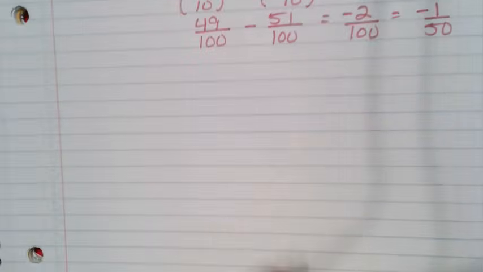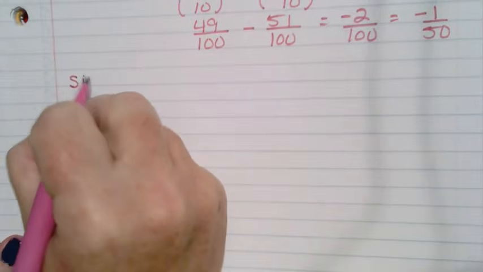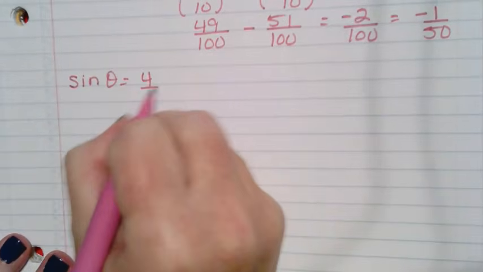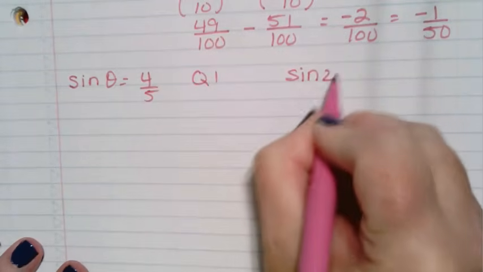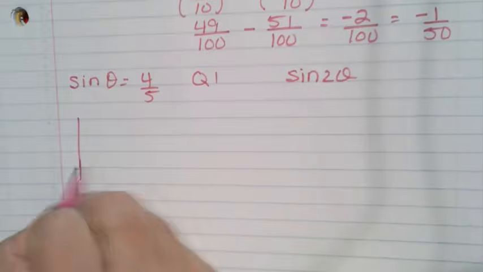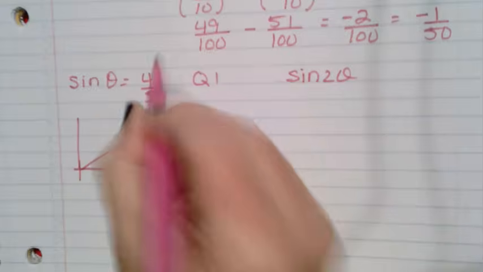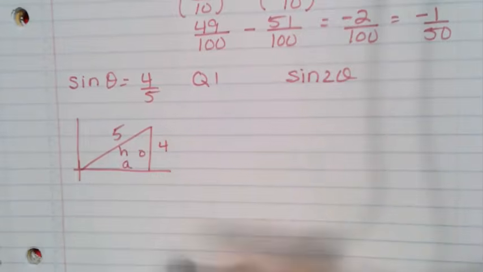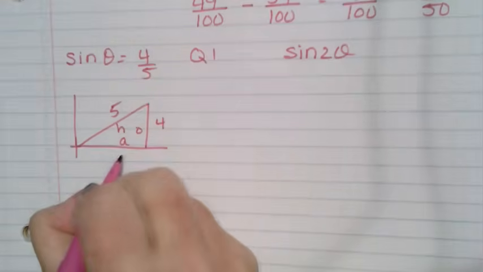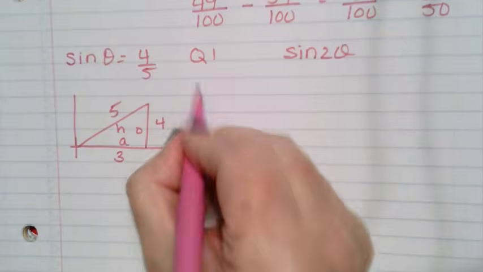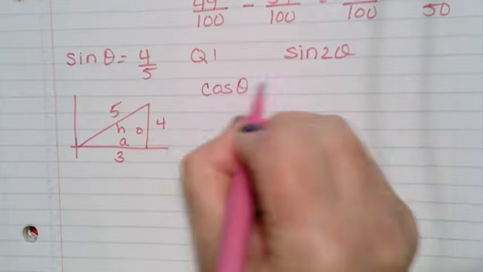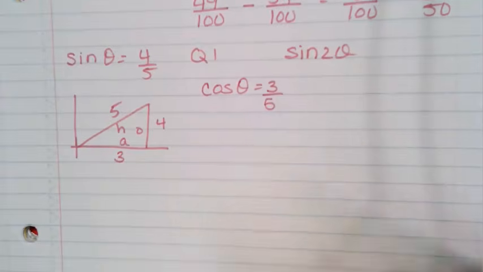And last but not least, sine is 4 over 5. We're in quadrant 1 again, but this time we want sine 2 theta. Sine is O over H. Hopefully by now, you'll notice it's a 3, 4, 5 triangle. I already have sine, so I need cosine, which is just 3 over 5.